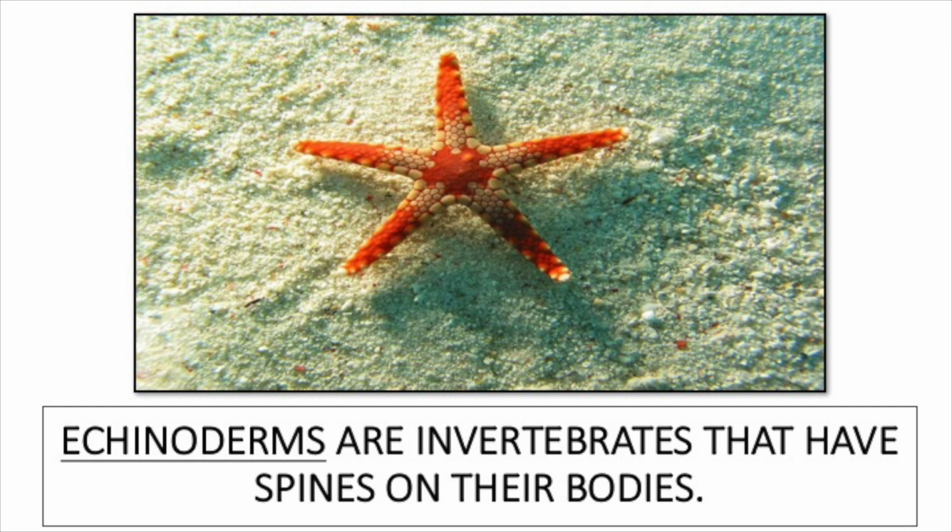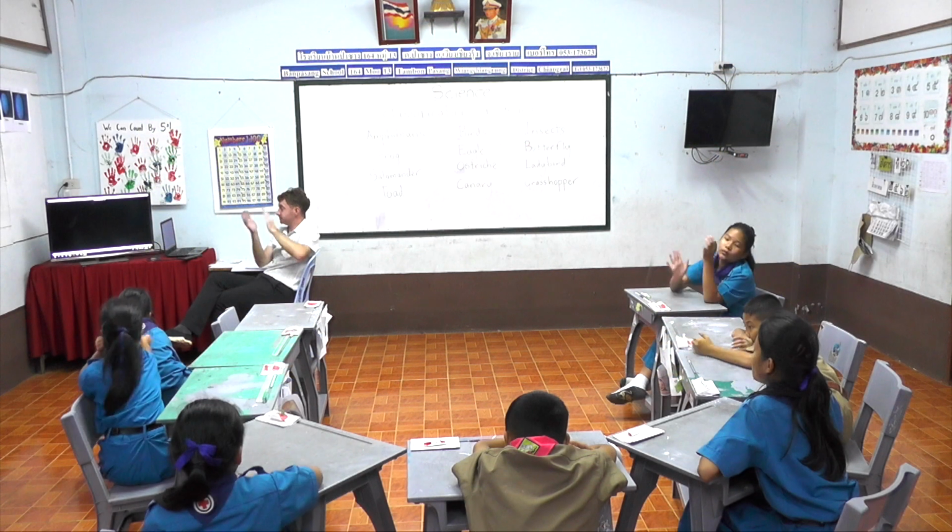Exactly, starfish. This is a starfish because it looks like a star and is a fish. So we call it a starfish. And the type of invertebrate it is, echinoderms. So 8 different types. Any questions, guys? No, that was brilliant. Well done.